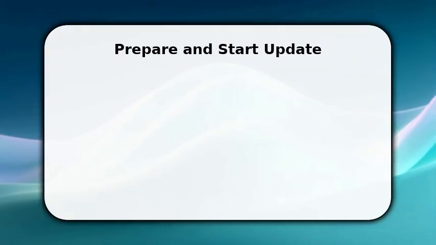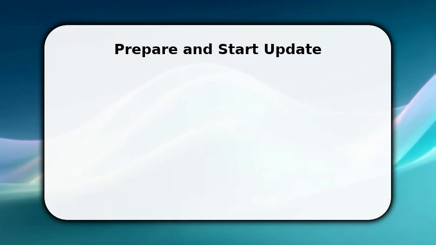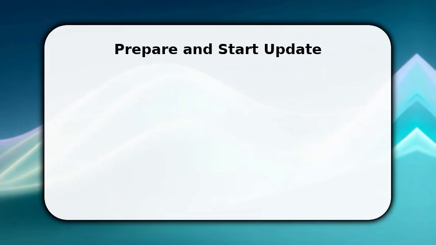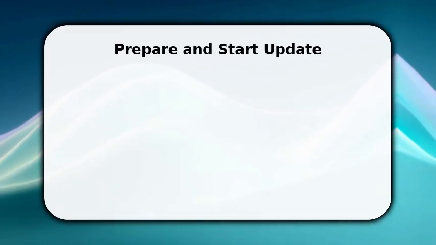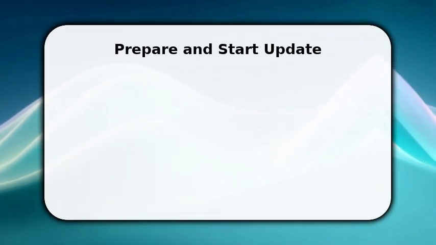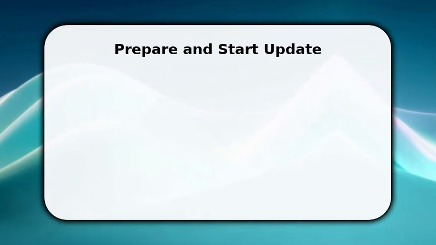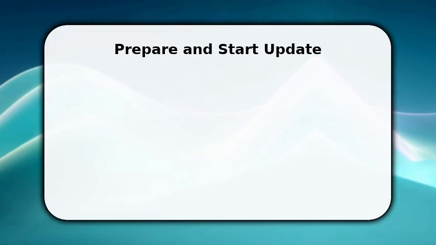You start by securing power and network so the update won't interrupt. Once plugged in and on a stable Wi-Fi, open Settings and go to Update and Security, then Windows Update. You choose Check for updates to see available packages. This initiates download. Make sure automatic updates are on if you want background installs.